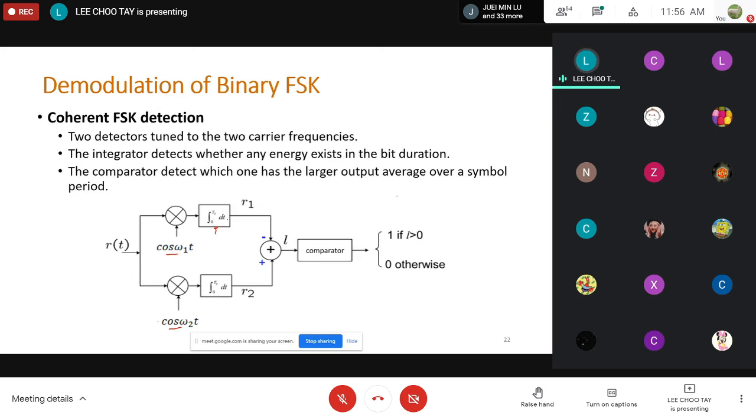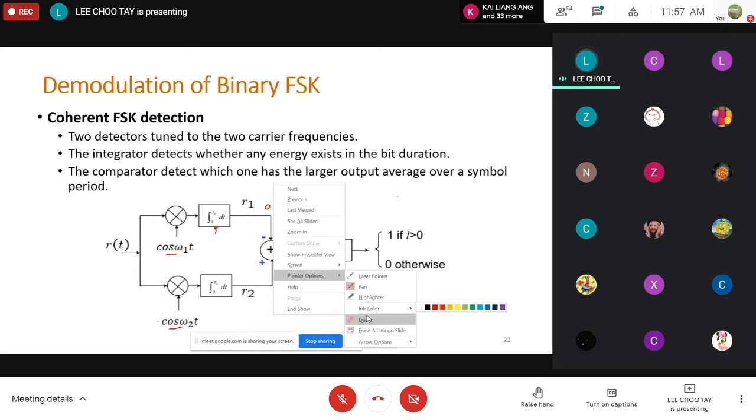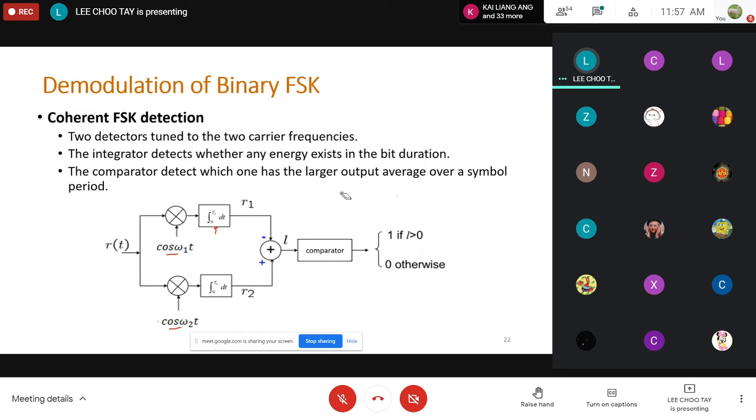If there is, then that means I have a 0 coming out. If there is some energy coming out here, it will tell me this is a 0. Okay, I shouldn't draw 0 here. 0 can mean 0, no amplitude.